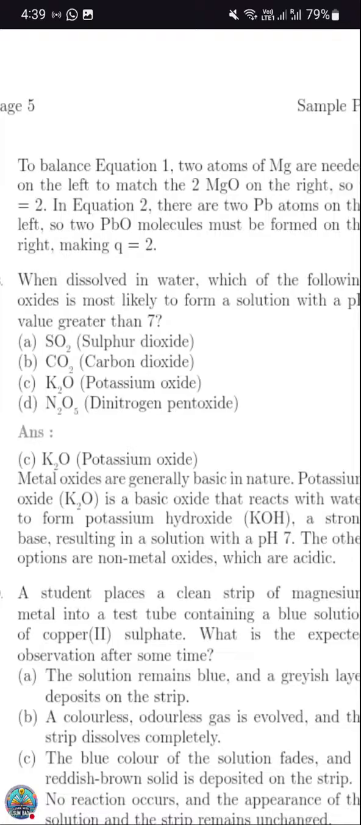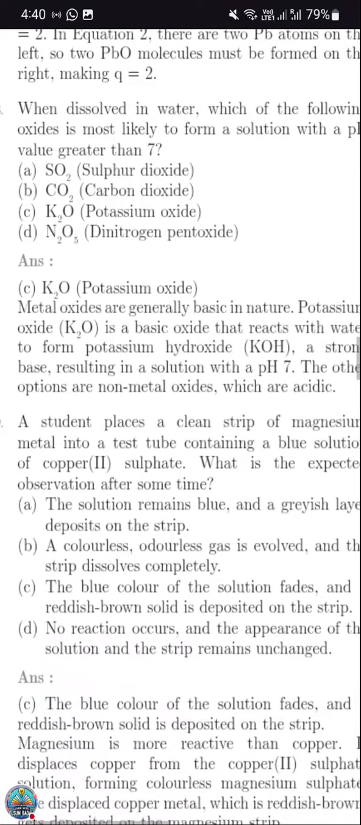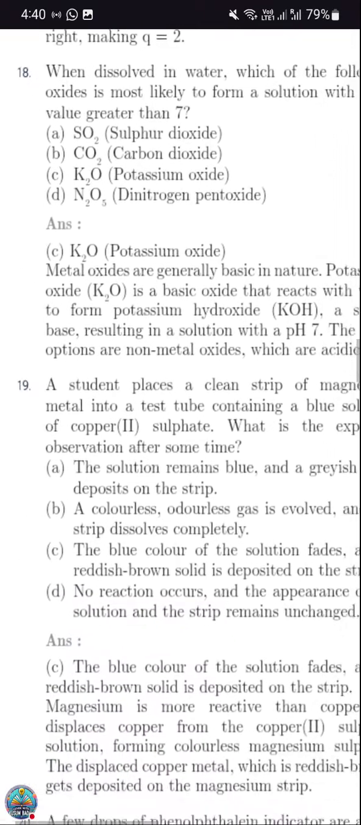SO2, acidic oxide. CO2 is also acidic oxide, as they are non-metallic oxides. N2O5, nitrogen pentoxide, that is also non-metallic oxide. K2O, potassium oxide, is metallic oxide. Metallic oxide always forms basic solution. So the correct option is C. Very good. Now the next question, 19th one.